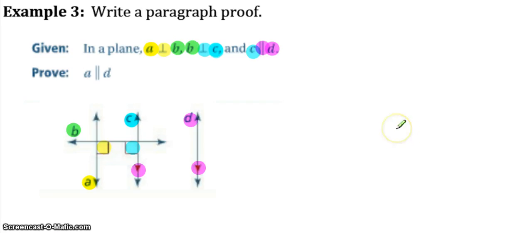So then you want to try example 3 on your own, so you're going to need to pause the video here in a second. I've color-coded everything here from the given. So we have A perpendicular to B, so they make a right angle. B is also perpendicular to C, so they make a right angle. And we also know that line C is parallel to line D by my nice little arrow marks here.